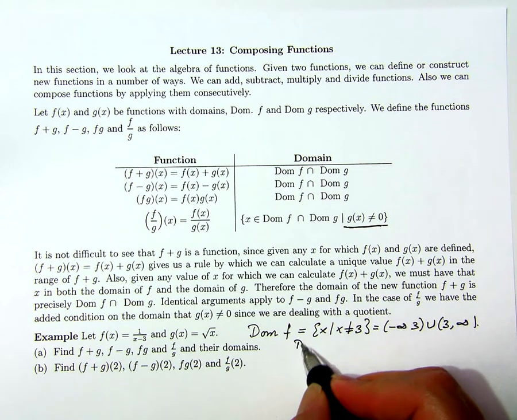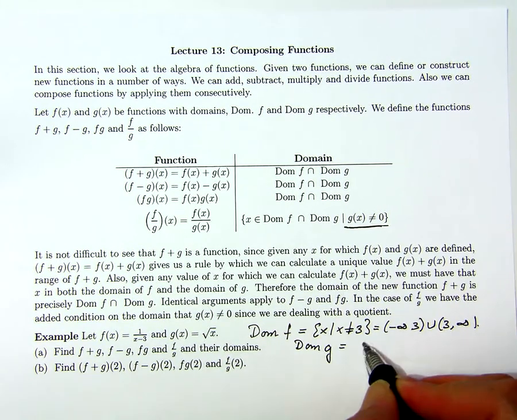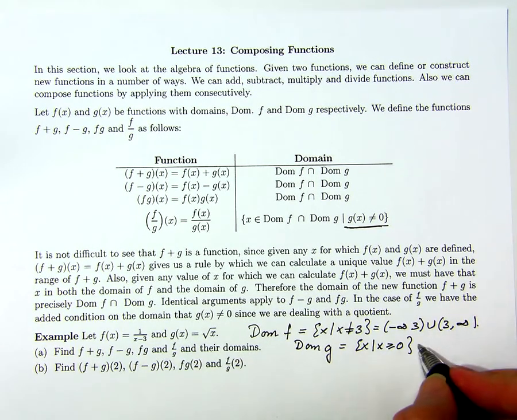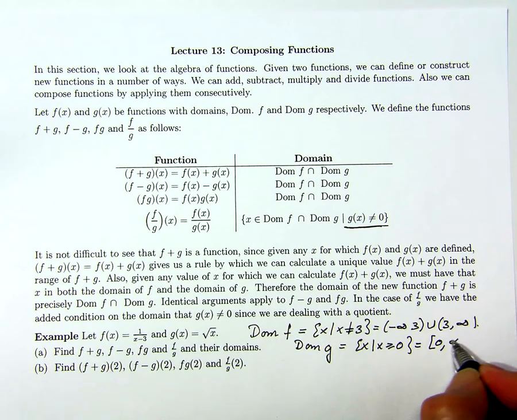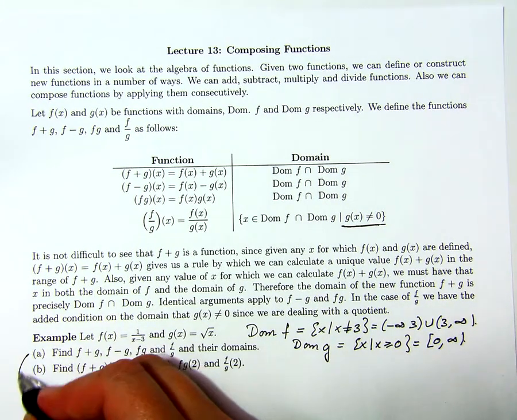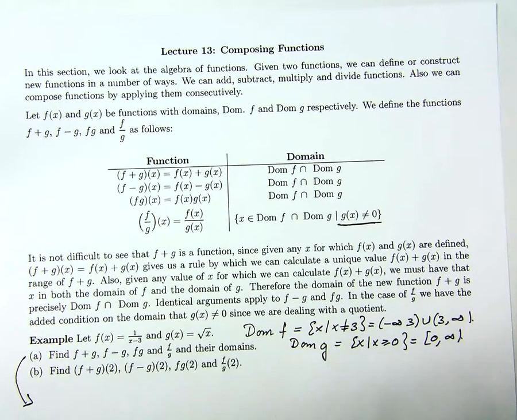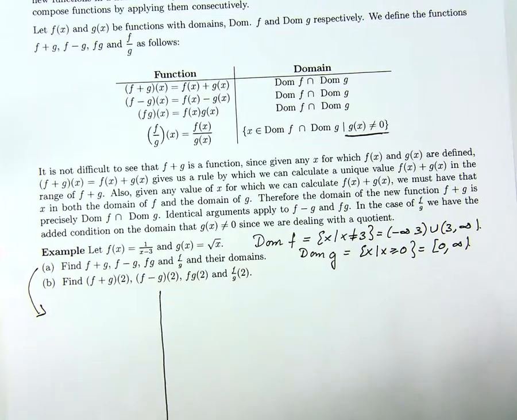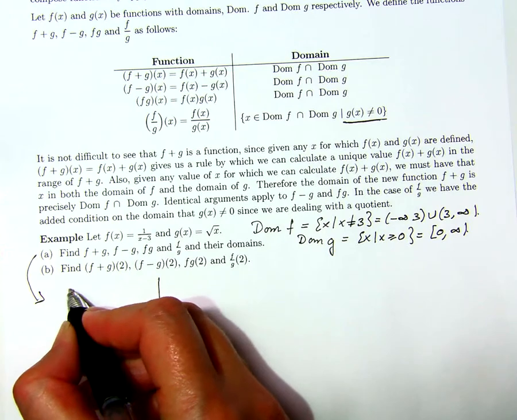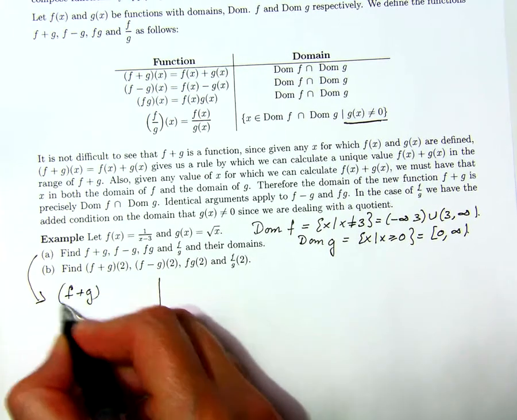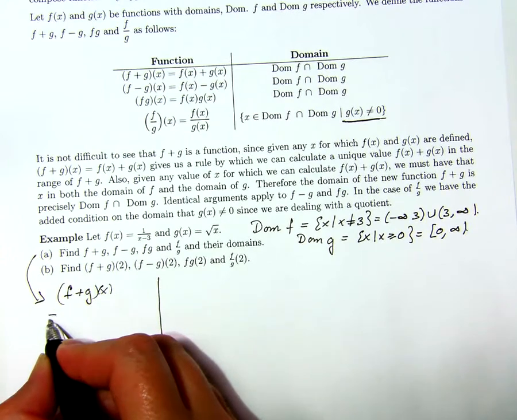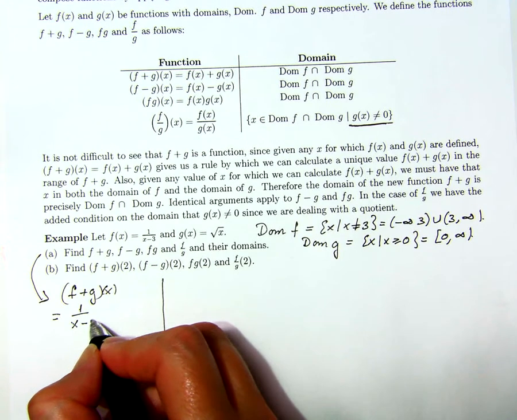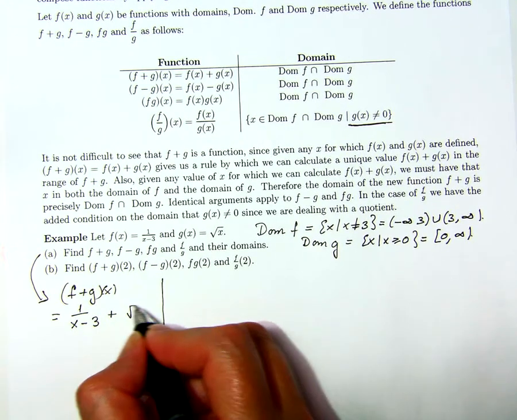And the domain of g is the set of all x so that x is greater than or equal to 0, because it's the square root function, and that's everything from 0 to infinity. Okay, let's look at our functions separately here. We'll work on parts A and B together here. Let's look at the function f plus g of x. We need a formula for that, and according to the definition, that's just the sum of the formulas. That's 1 over x minus 3 plus the square root of x.